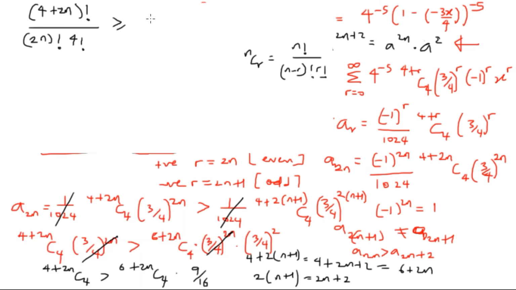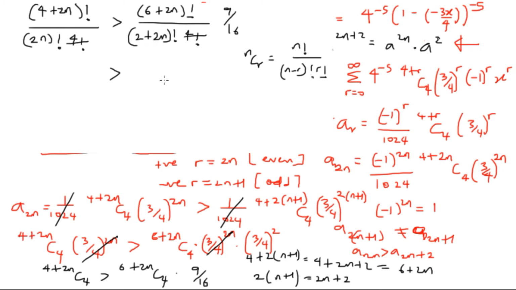It's strictly greater than (6 plus 2n) factorial upon (6 plus 2n minus 4), that's (2 plus 2n) factorial, then 4 factorial. Don't forget 4 factorial can actually cancel out 4 factorial, and of course this (6 plus 2n) factorial, don't let me omit 9 over 16, very, very important.